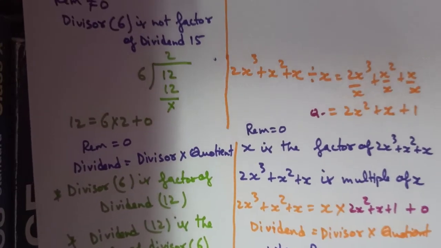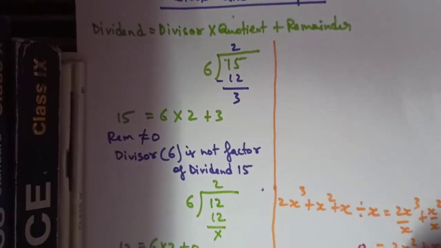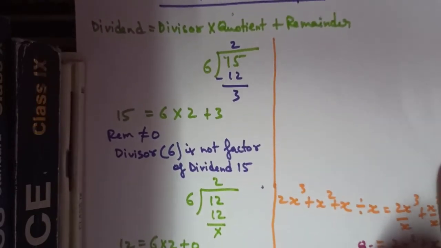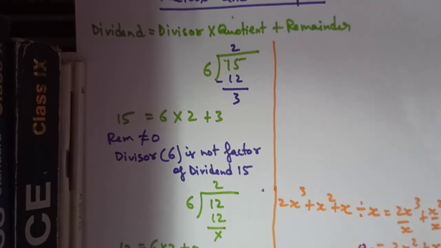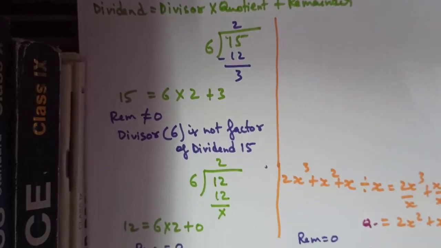Okay, similarly in the first example where I have given you the example, what if the value of the dividend is not completely divisible by the divisor? So let us take an example for this. That I will be showing you on the next page.